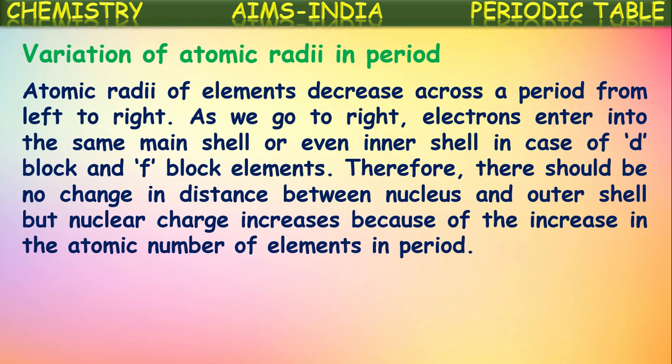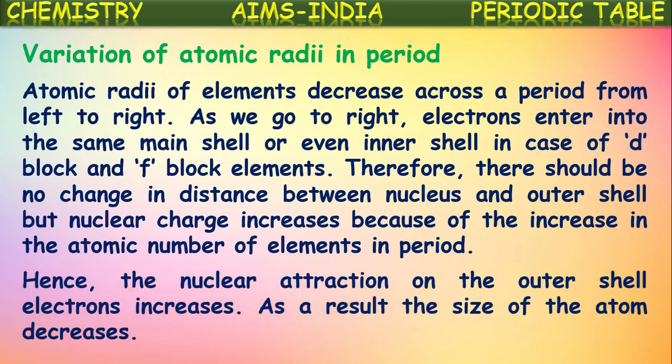So there should not be any change in the shell size. But nuclear charge increases because of the increase in the atomic number of the elements in a period. What happens in a period from left to right? Atomic number increases. Because of the increase in the atomic number, nuclear charge increases, that is, positive charge increases from element to element. At the same time, the number of electrons in the last shell also increases. Because of the increase in these two, nuclear attraction on the outer shell electrons increases. As a result, the size of the atoms decreases. That is why we say from left to right in a period, atomic size decreases.